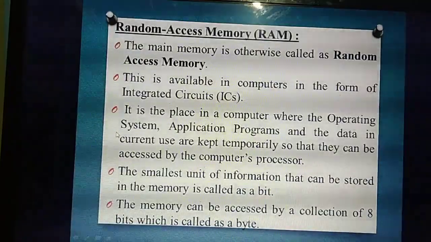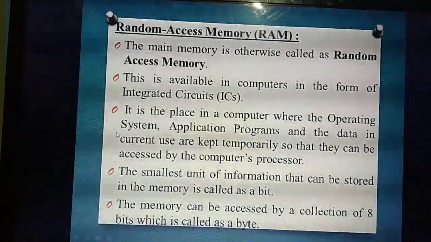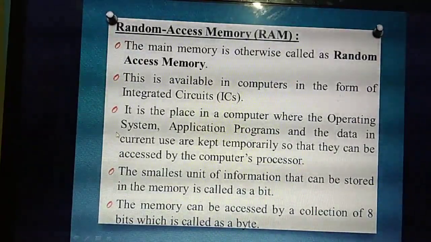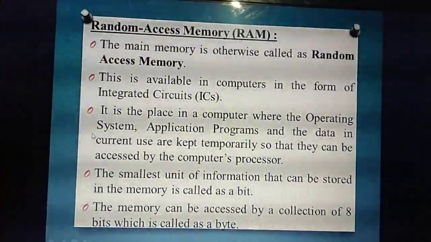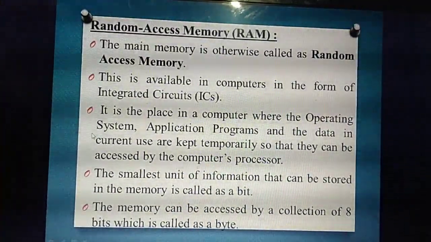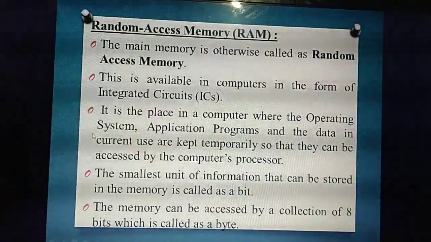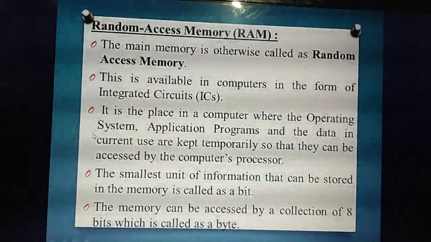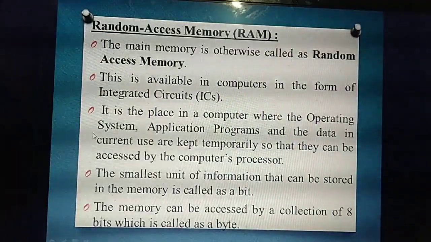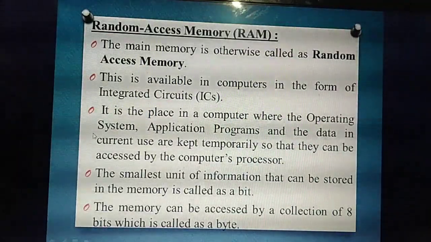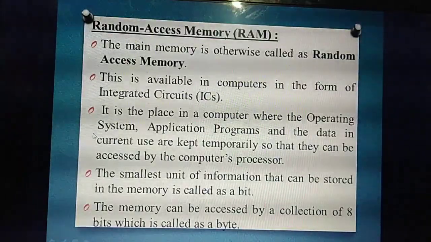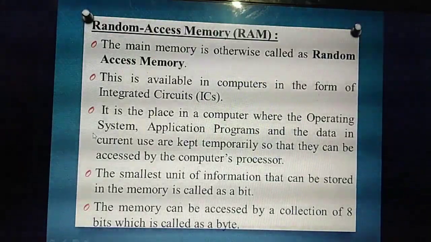So in that memory hierarchy, first we are going to study the first type of memory, called random access memory, RAM. Already you have studied this RAM in detail, isn't it? What do you mean by RAM? RAM is random access memory.